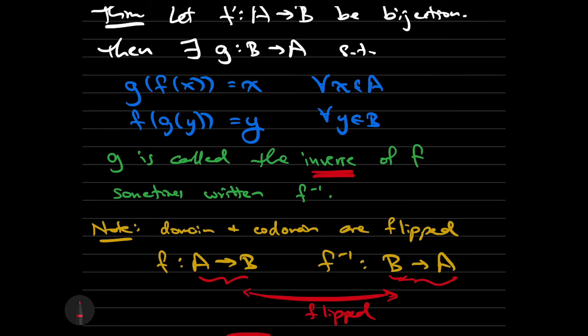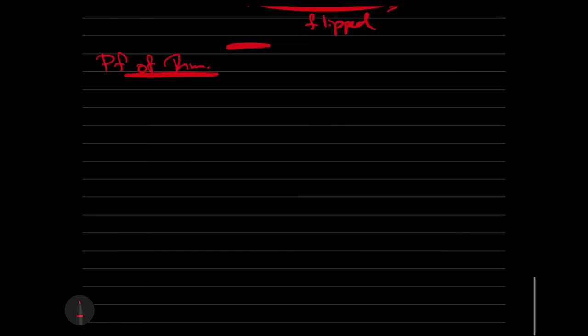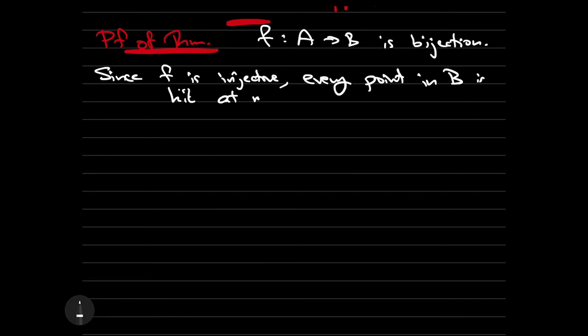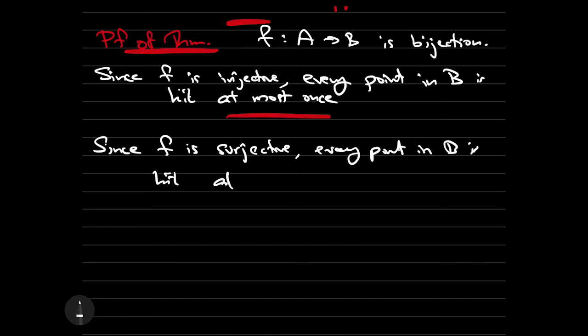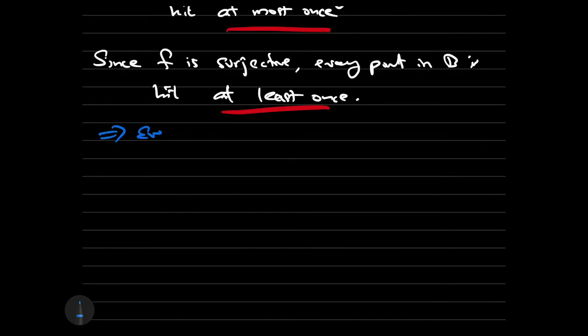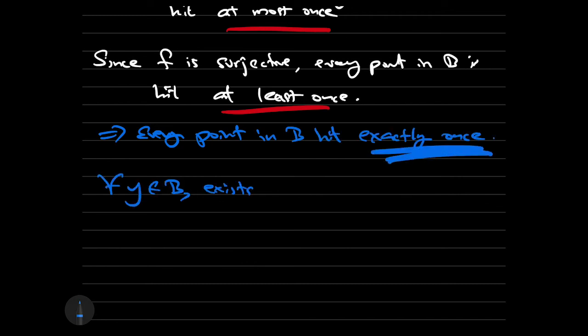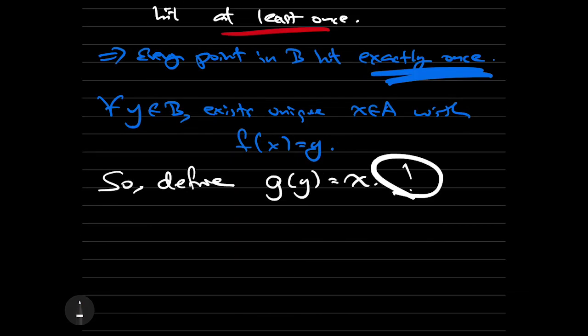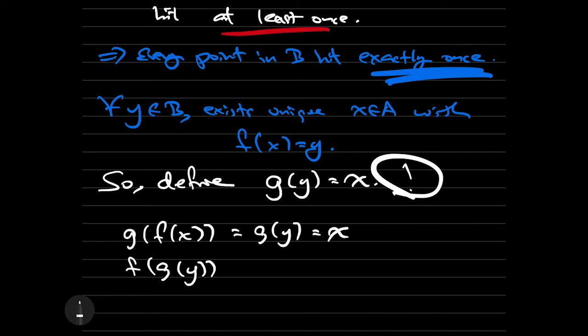Okay, here's the proof. Let F go from A to B be invertible. Then for any Y in B, there is exactly one X in A such that F of X equals Y. Remember, since F is surjective, there's at least one X, and since F is injective, there's at most one X. Put those together, there's exactly one X. Since there's exactly one X that maps to Y, let us define G of Y to be that element X. And then we can check. F of G of Y is F of X, which is Y, and G of F of X is G of Y, which is X.